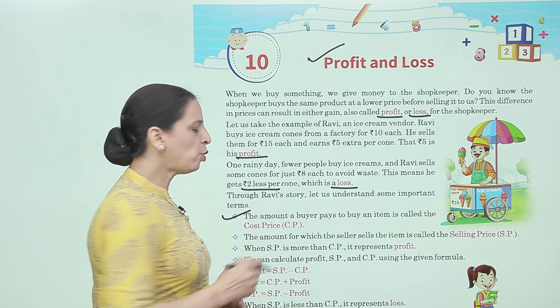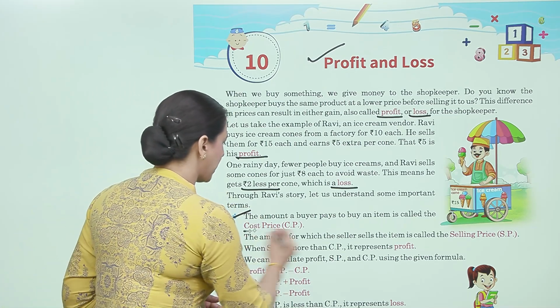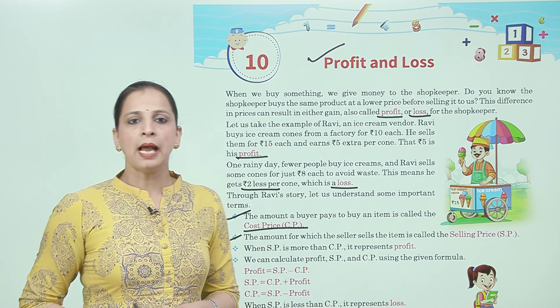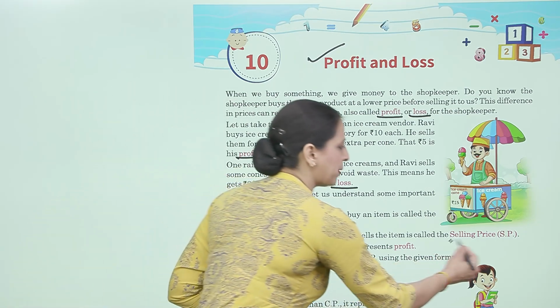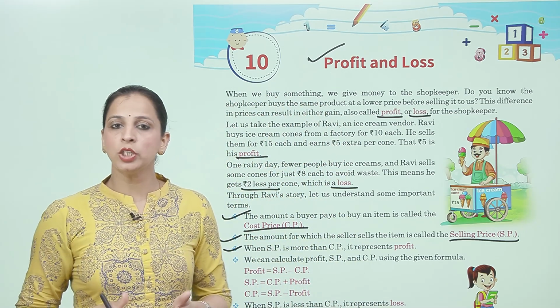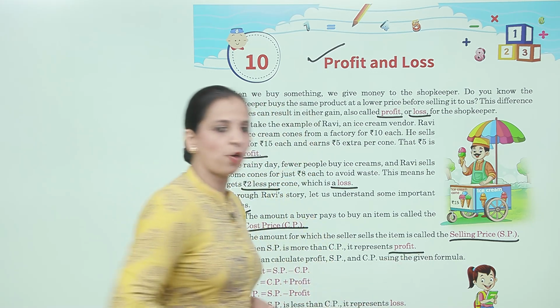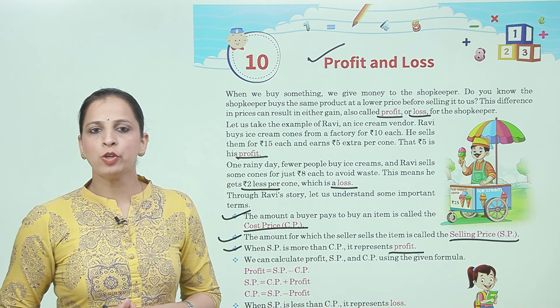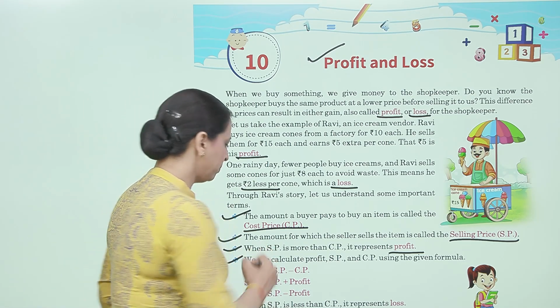First, the amount a buyer pays to buy an item is called the cost price, CP. The amount for which the seller sells the item is called the selling price, SP. Next, when selling price is more than CP, or cost price, it represents profit. We can calculate profit, selling price and cost price using the given formulas.